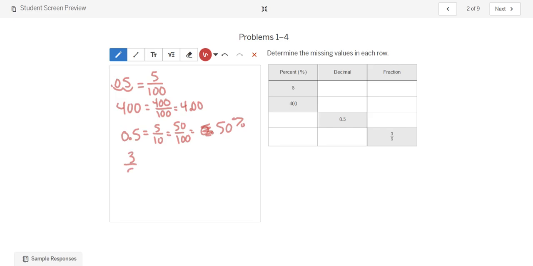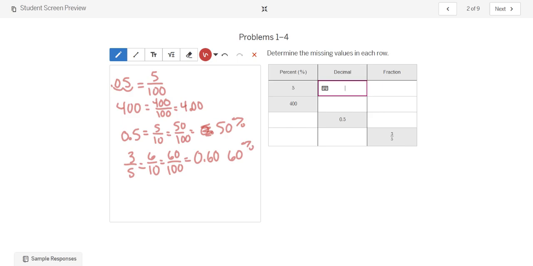3/5 would be the same as 6 tenths, which is the same as 60 hundredths, which would be the same as 0.60 or 60%. And so all of those should go pretty quick.